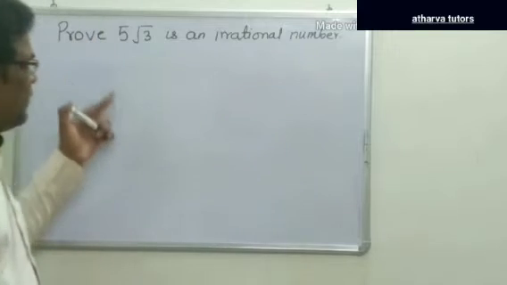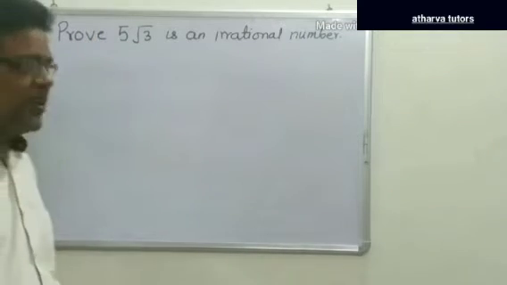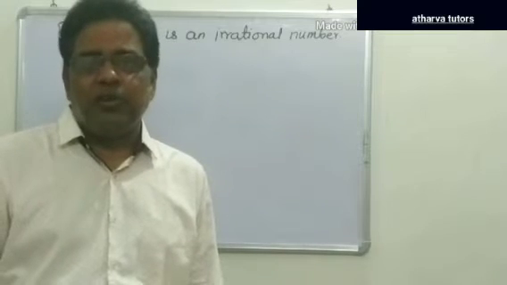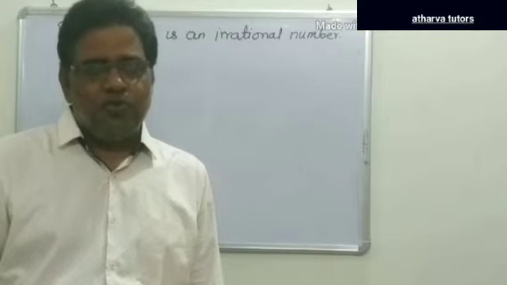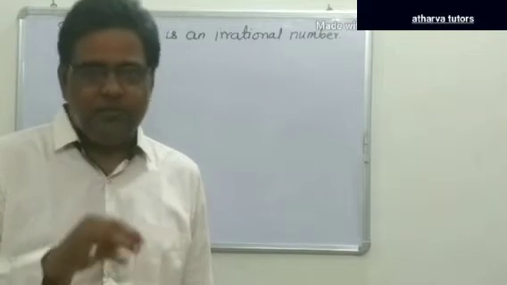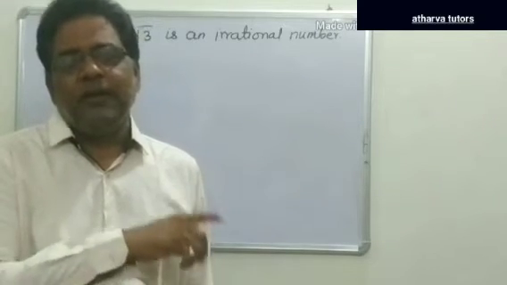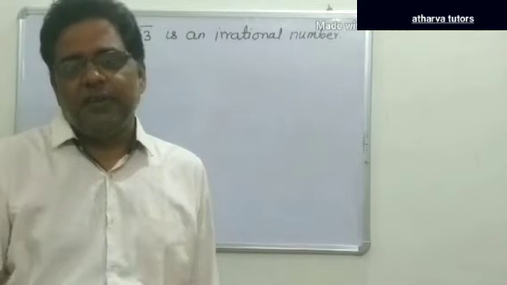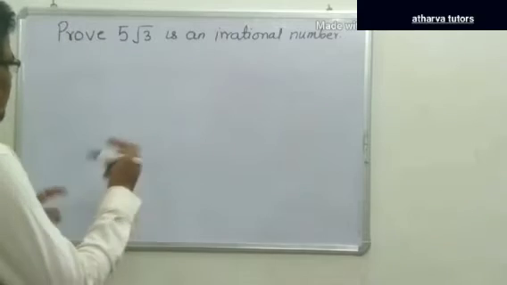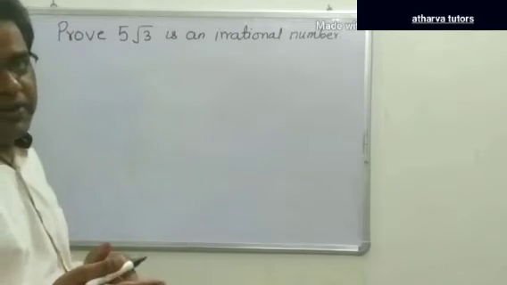Now here we have to prove 5 root 3 is an irrational number. Of course 5 is a rational number and root 3 is irrational. So 5 root 3 is irrational. Now this very concept we have to prove, that yes, it is an irrational number. Let us see how we can do it. Now we will again go by method of contradiction.